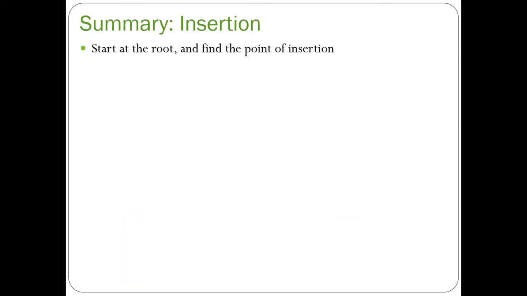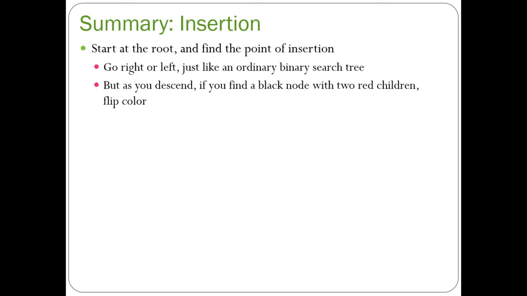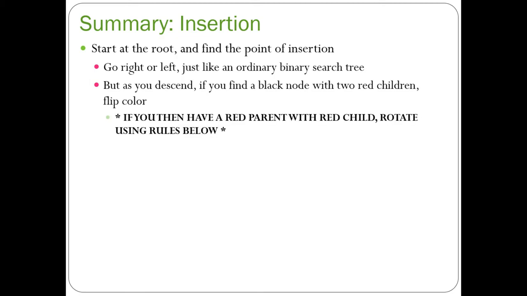So, about insertion, I'll give you the summary. Start at the root and find the point of insertion. Go right or left just like an ordinary binary search tree. If it's a greater number than the root, then go right. If it's lesser, then just go left. But as you descend, if you find a black node with two red children, flip color. If you then have a red parent with a red child, rotate using the rules below.